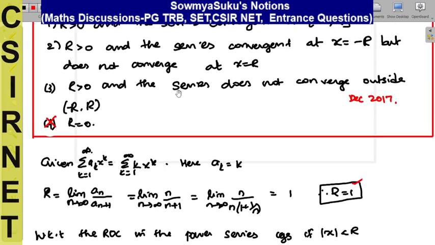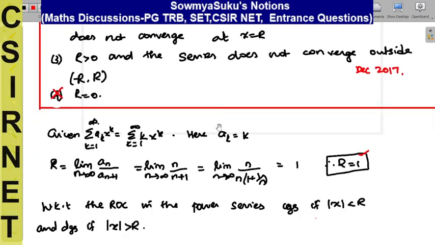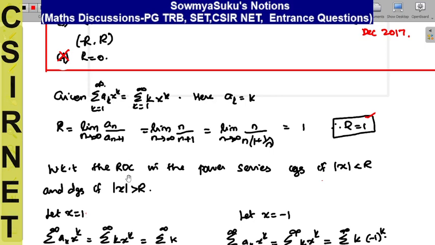Let's see the other options by checking the series convergence. We know that the power series converges if modulus x is less than R and diverges if modulus x is greater than R. Modulus x less than R means x belongs to (minus R, R). Since the value of R is 1, here it is (minus 1, 1), so the series converges for this range. But what about exactly 1 and minus 1? Whether it converges or diverges, that we are going to check.